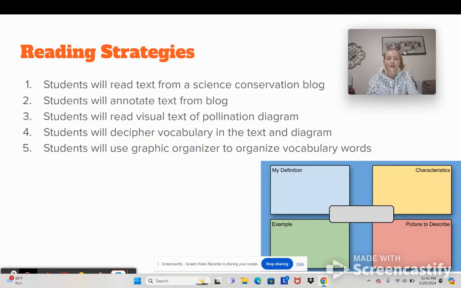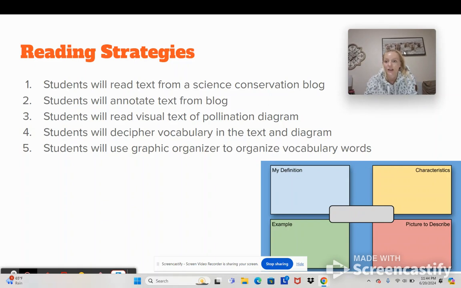And for reading strategies, I have chosen, that we'll see on the next slide, we'll read the science conservation blog about pollination. I chose this text from the blog, and a visual text we'll see on the slide after that, as these are what the experts use within the disciplines. The text is at the right level for second graders to understand. I will show students how I think aloud as I read and how I annotate. Students will then annotate the text with a partner after I've modeled it, and then students will read the visual text of the pollination diagram.